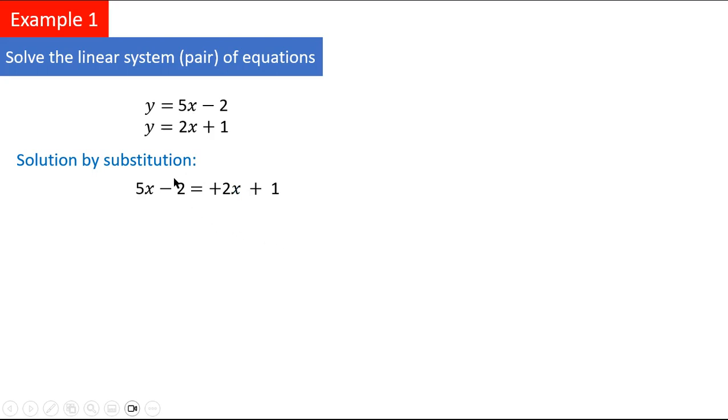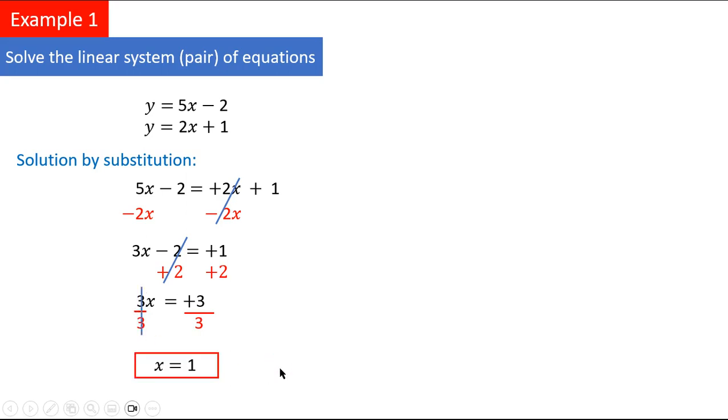Now, there's nothing to simplify on each side of the equation, so I just need to make sure the variable is on one side and the number is on the other side. So I'm going to move this from here to here, subtract 2x, gone. Now you have 3x minus 2 is equal to 1. Now I need the variable by itself, so I have to move this to the other side, add 2, so you get 3x equals 3. Now you divide by 3, because I need only one x, so x is equal to 1.